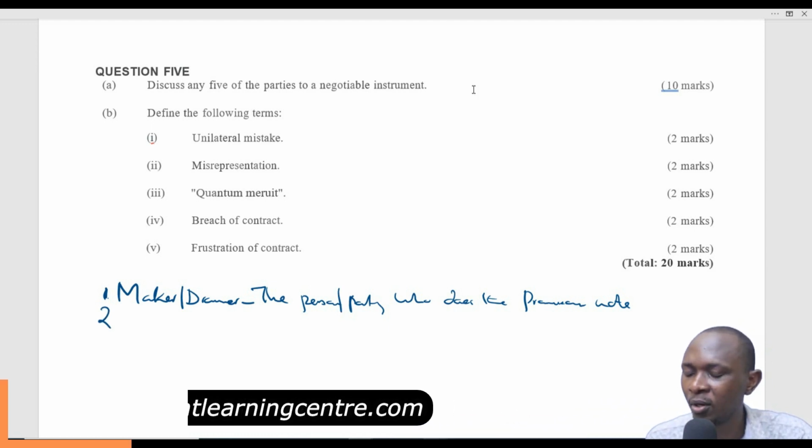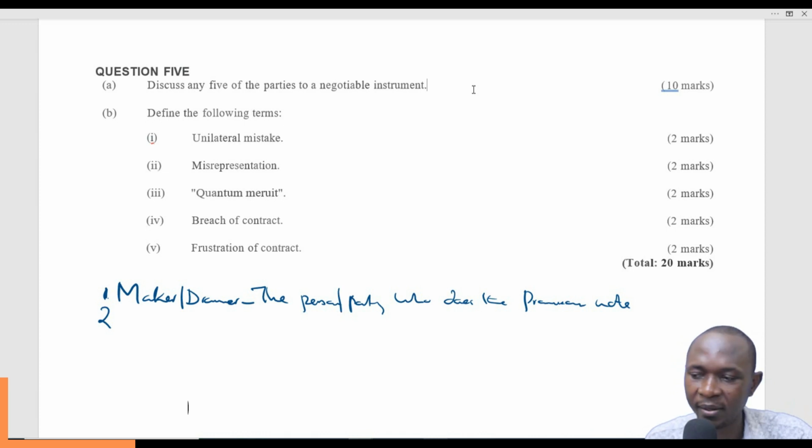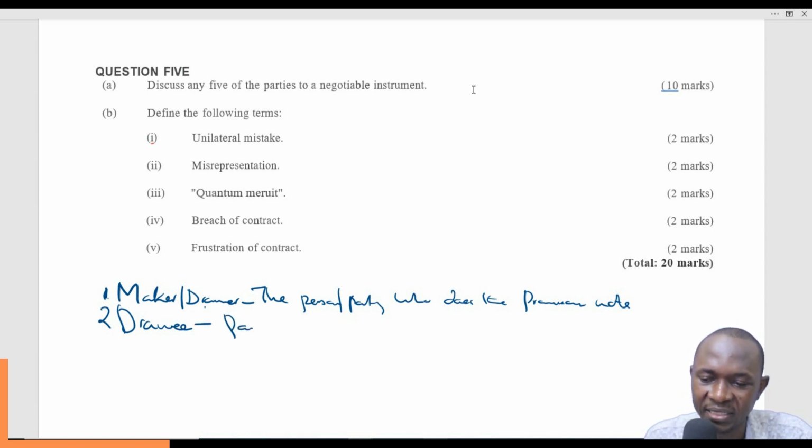the party who will now effect that promissory note or the check or the bill of exchange, the one who will make it into money, is called the drawee. So the drawer is the one who does the promissory note, the one who writes the check, and then the drawee is the one who pays the check. The one who pays the check actualizes the whole transaction.